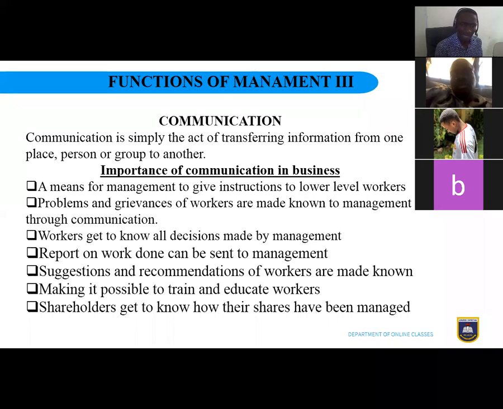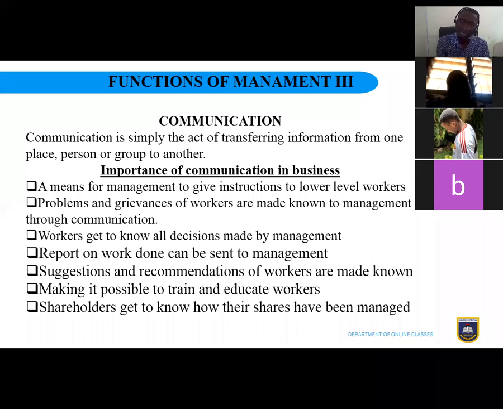Thirdly, workers get to know all decisions made by management. Management are at the top. They make decisions for the people within the organization. And so when management decides on anything, workers get to know whatever decisions have been made by their bosses, superiors, through communication. This can be done through announcement. It can be done through notice board. It can be done through letters.